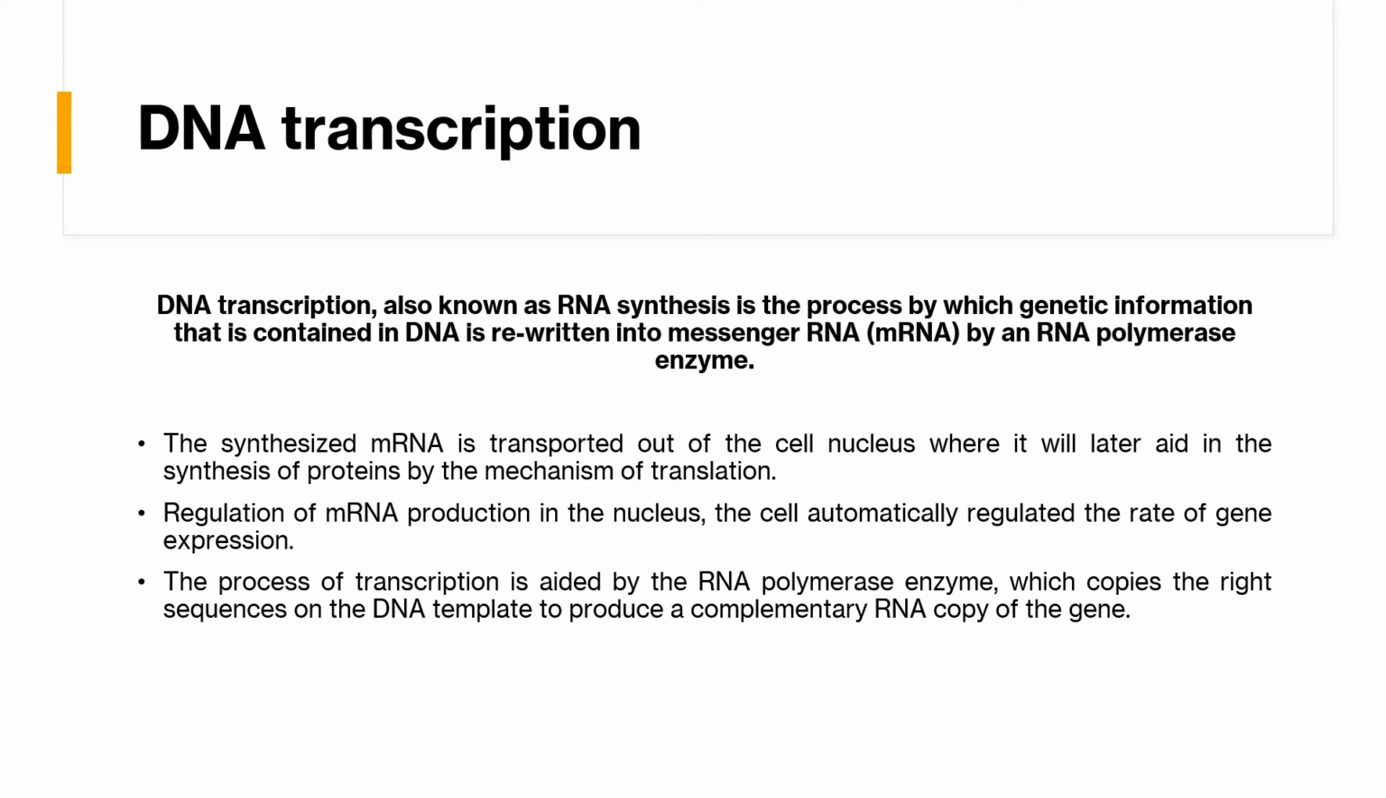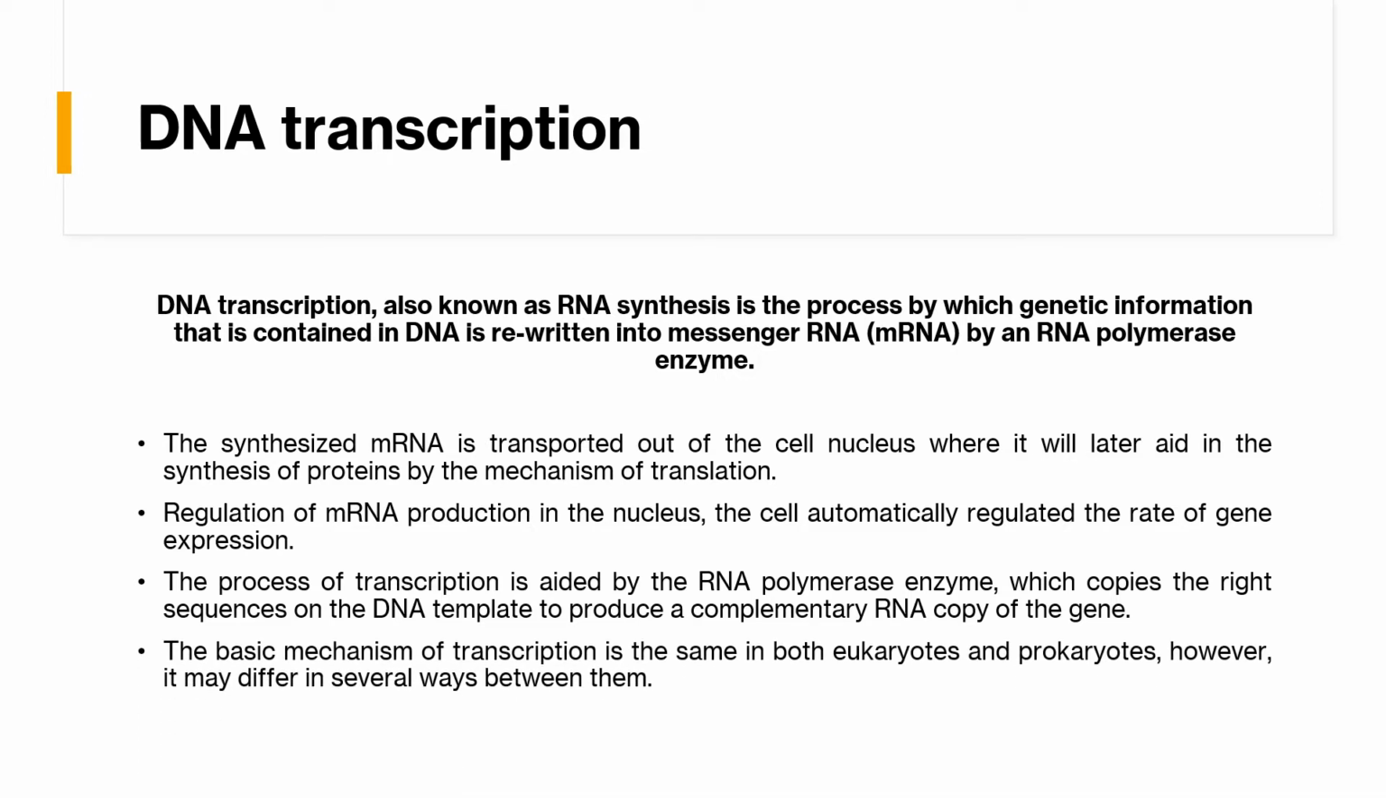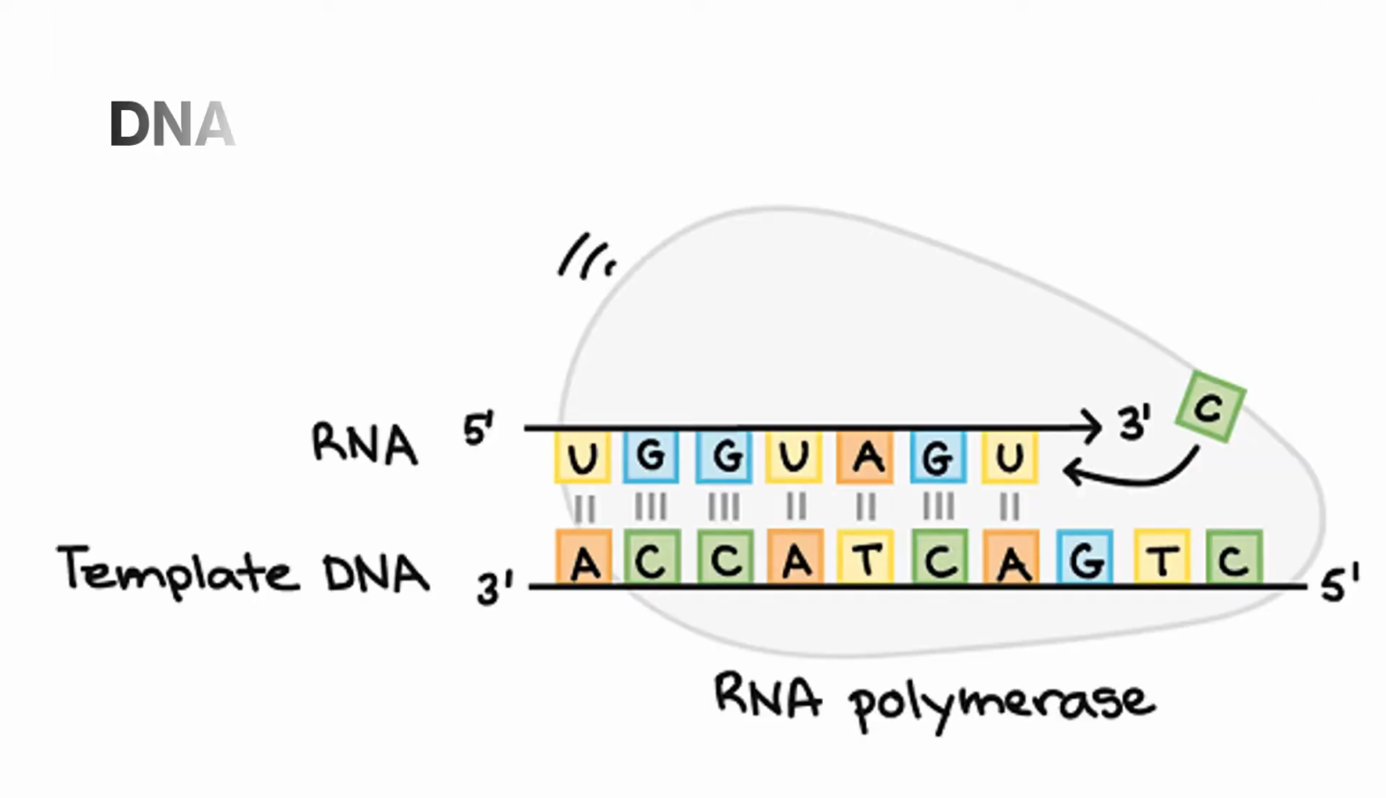The process of transcription is aided by the RNA polymerase enzyme, which copies the right sequence on the DNA template to produce a complementary RNA copy of the gene. The basic mechanism of transcription is the same in both eukaryotes and prokaryotes. However, it may differ in several ways between them.